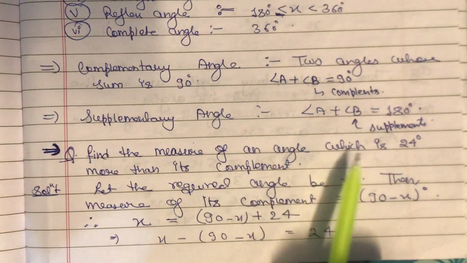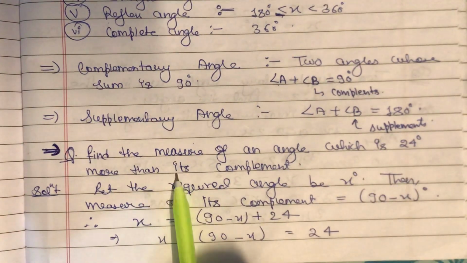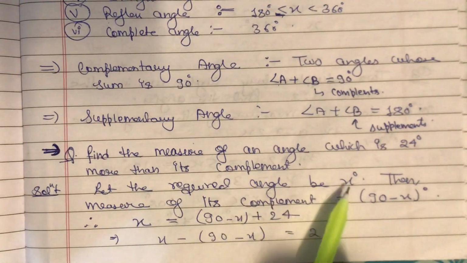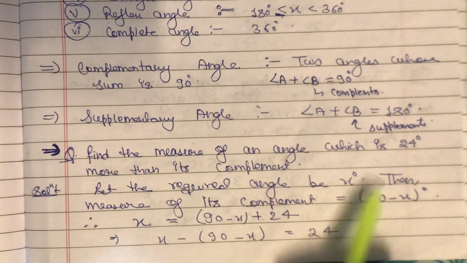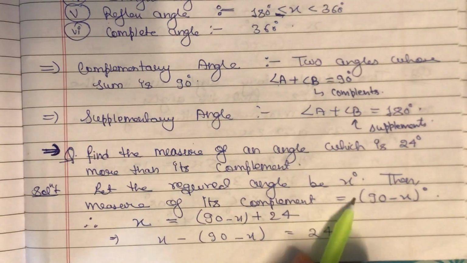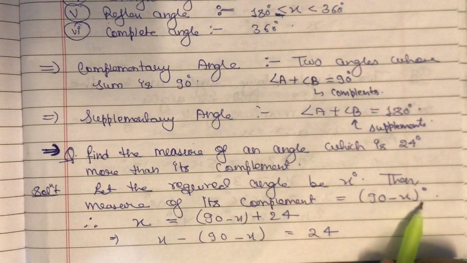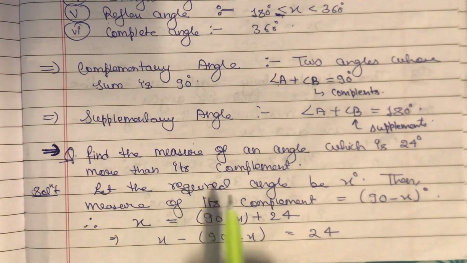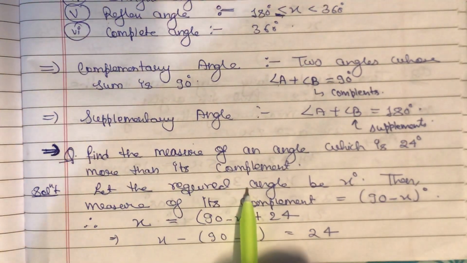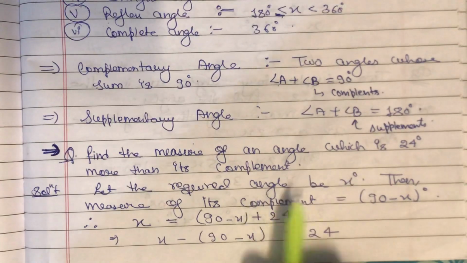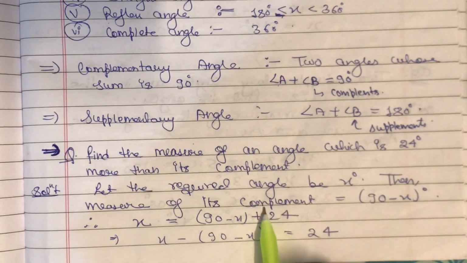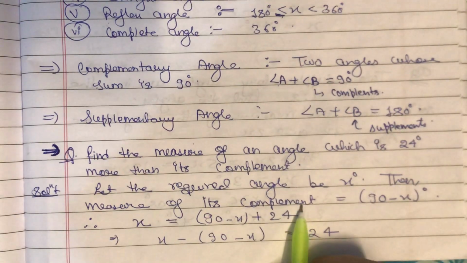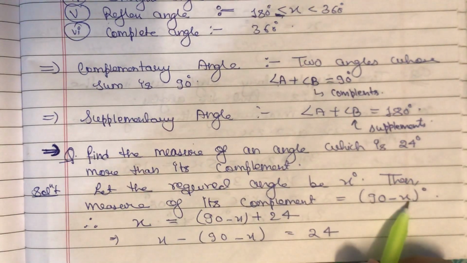Find the measure of an angle which is 24 degree more than its complement. So let the required angle be x degree. Then the measure of its complement will be how much? 90 minus x, right? Whenever you get a question like that, always assume the angle to be x degree. Then if it is asking complement, it will be 90 minus x. If it is asking supplement, it will be 180 minus x.